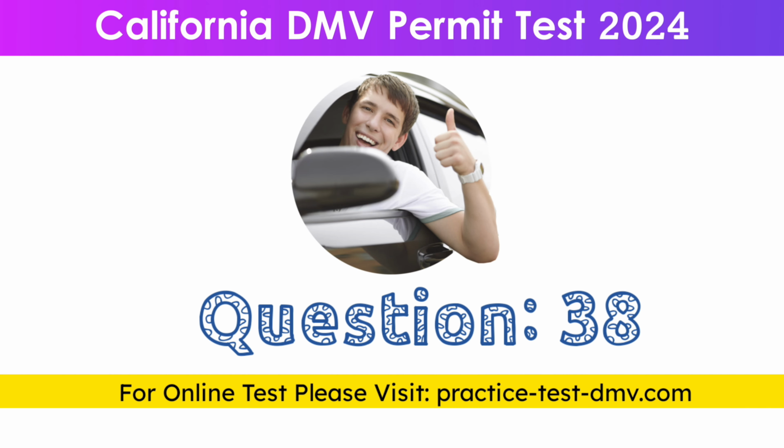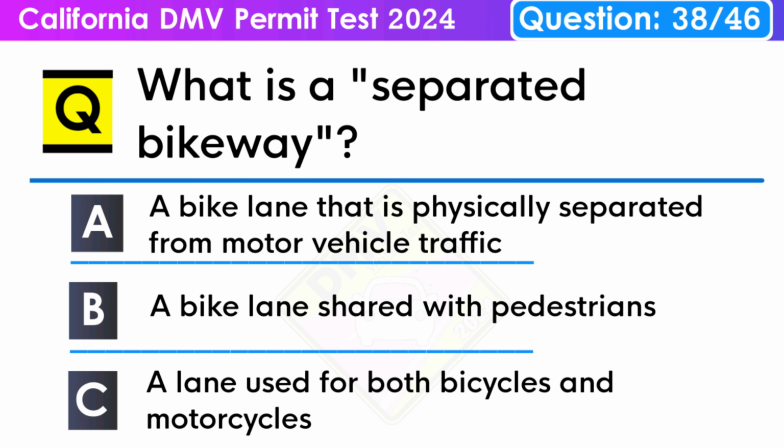Question 38. What is a separated bikeway? A. A bike lane that is physically separated from motor vehicle traffic. B. A bike lane shared with pedestrians. C. A lane used for both bicycles and motorcycles. Correct answer: A. A bike lane that is physically separated from motor vehicle traffic. A separated bikeway, also known as a cycle track or protected bike lane, is physically separated from motor vehicle traffic, often by barriers, flexible posts, or grade separation.